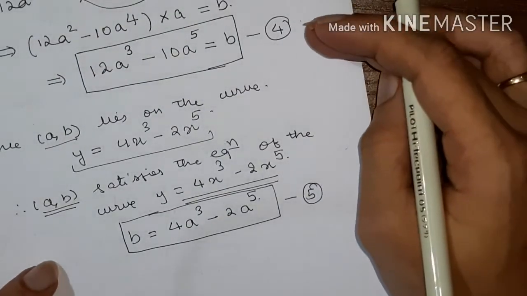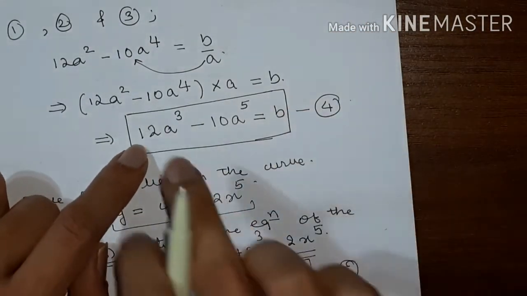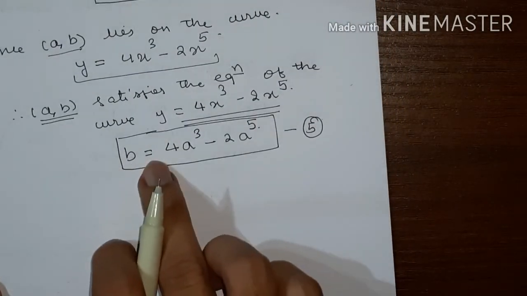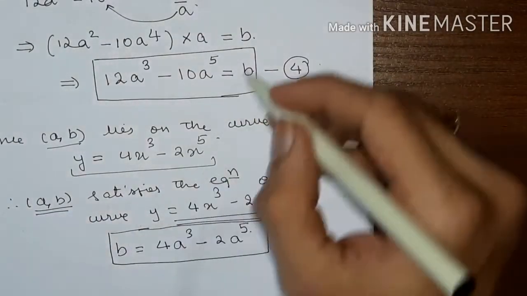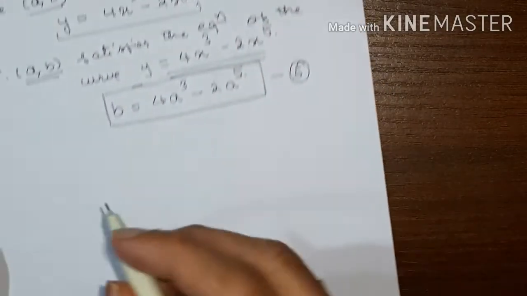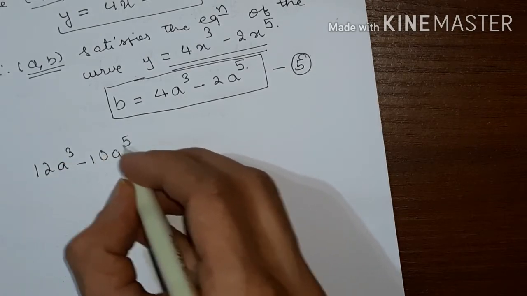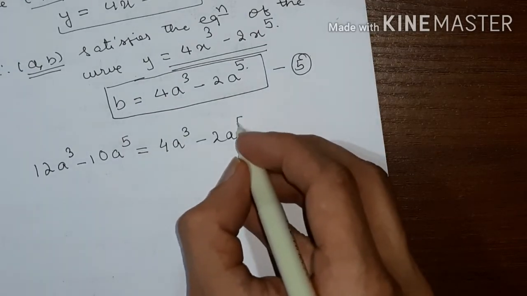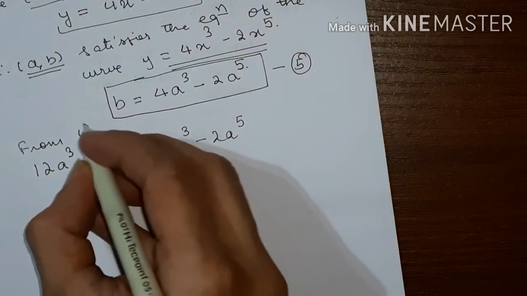So from 4 and 5, what can we do? Equation 4 is b equal to 12a³ minus 10a⁵, and the fifth equation is b equal to 4a³ minus 2a⁵. Since both are b, these two will be equal. So 12a³ minus 10a⁵ equal to 4a³ minus 2a⁵. This is from 4 and 5.